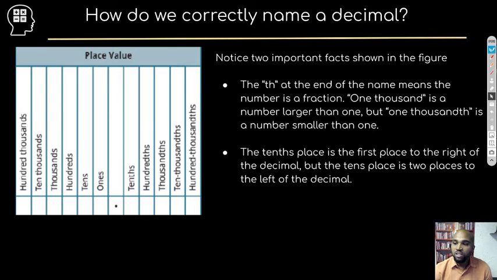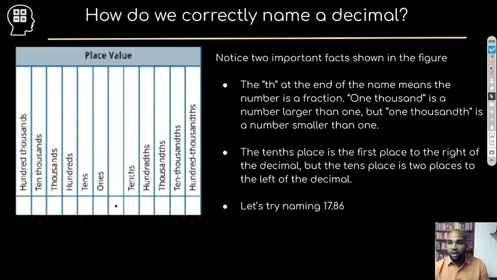The tenths place is the first place to the right. The tenths place right here. So let's look at this model. Think of this box as being filled in with numbers. The first place right here is the tenths place to the right of the decimal, but the tens place is two places over here. So the tens is 2 places from the decimal, while the tenths is the first one. So don't get those confused, thinking they're in the same spot, like they're both 2 places or they're both 1 place. They have different places.